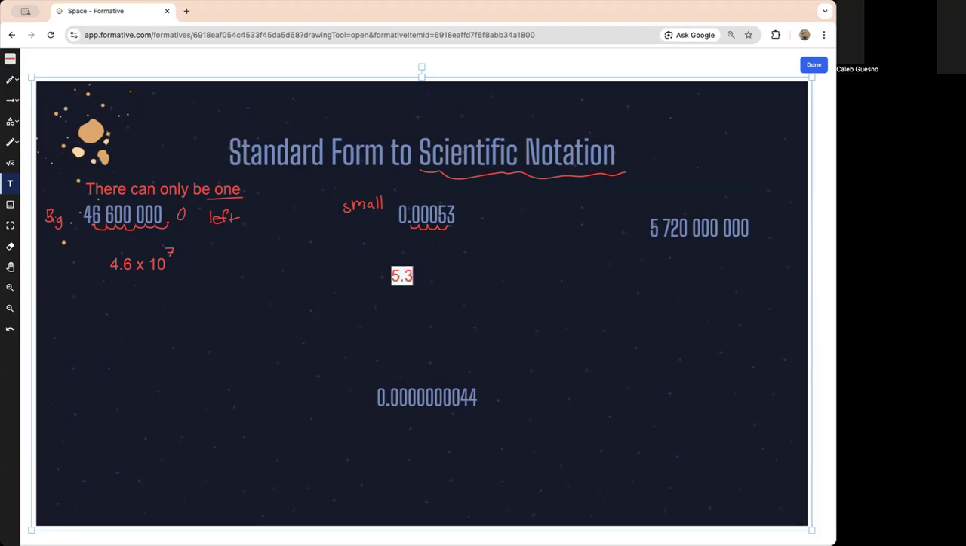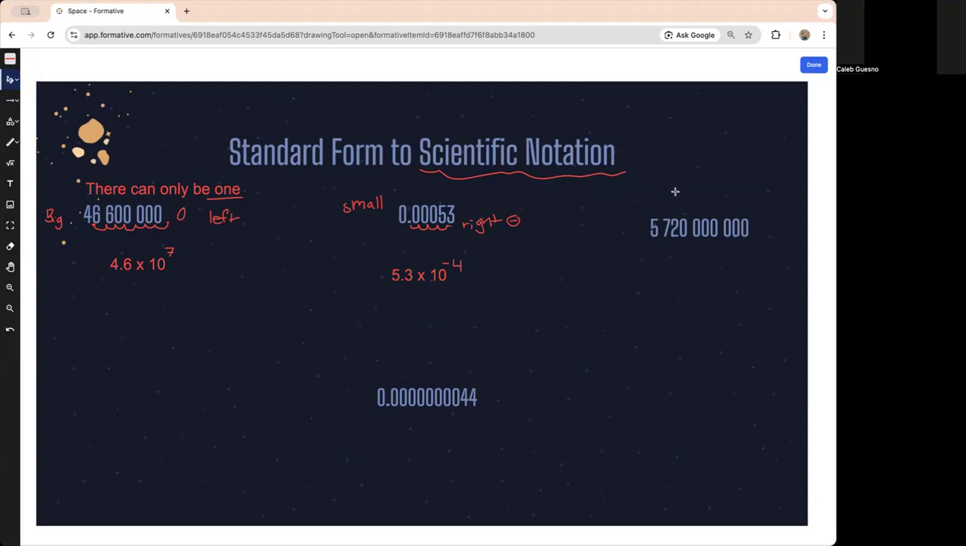5.3 times 10, base of 10, to a negative 4. When I'm taking a small number and I'm making it into scientific notation representation, then I'm moving to the right, and so it will be negative. This is our answer. Let's do the next one.